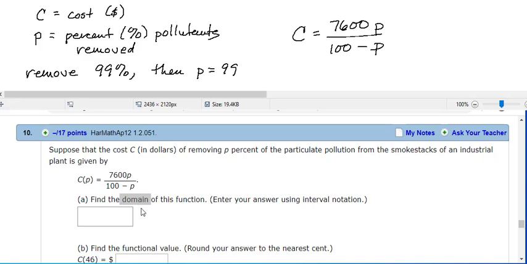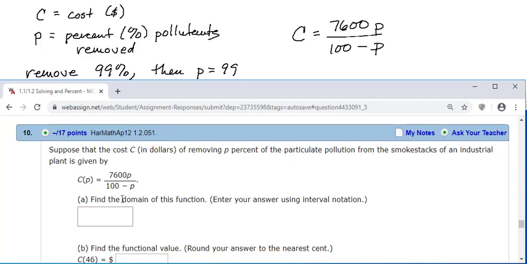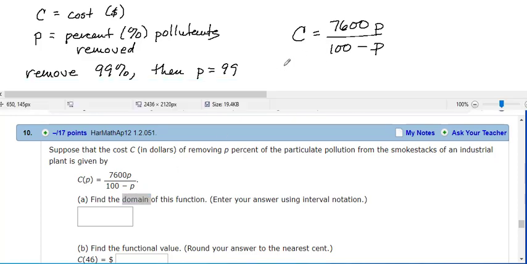I do need to say that in WebAssign, in business applications, sometimes it's a little bit vague. There's a mathematical domain, and then there's an application domain. So the math is, all the math cares about is you can't divide by 0. So 100 minus P can't turn out to be 0, so P cannot turn out to be 100. That's all the math cares about.